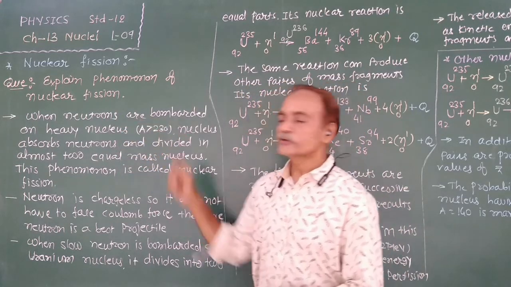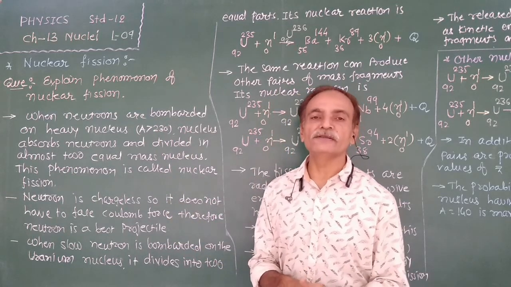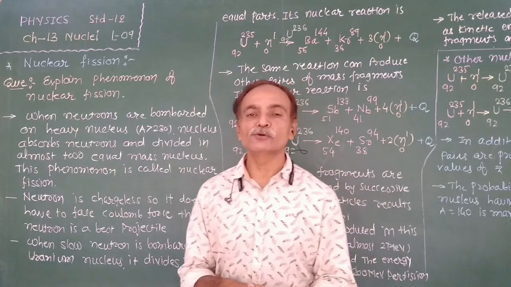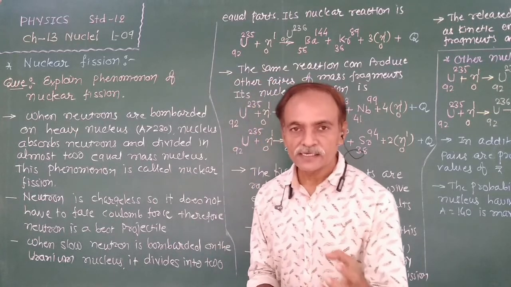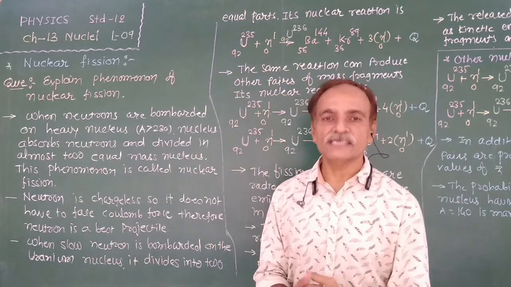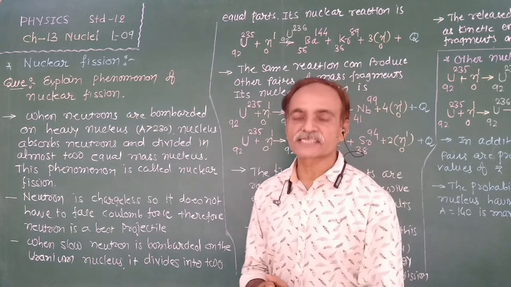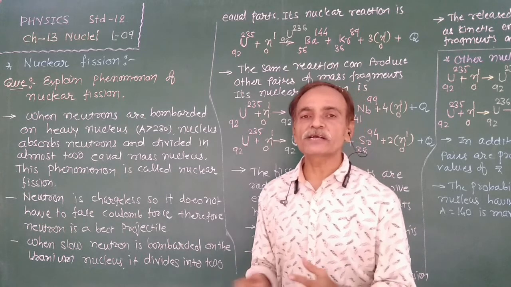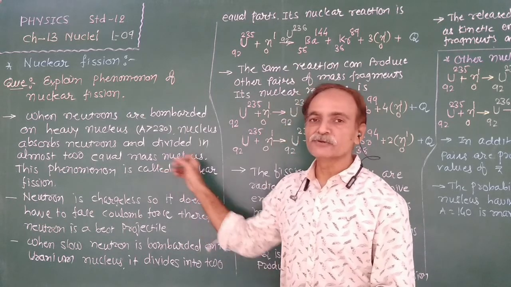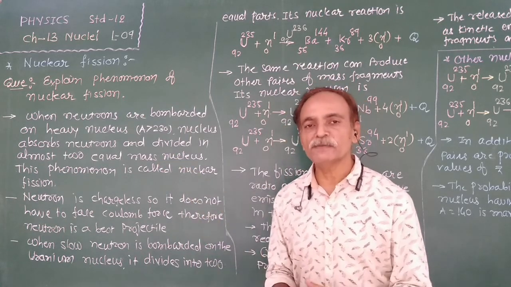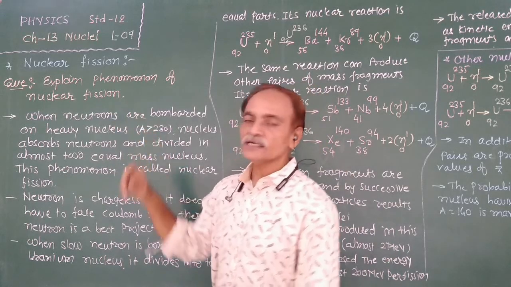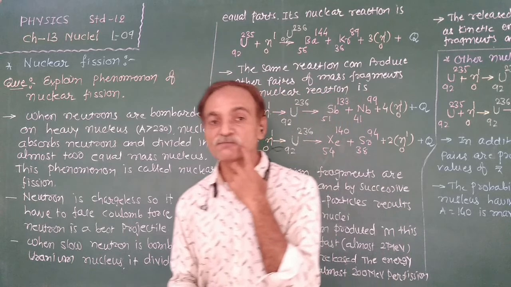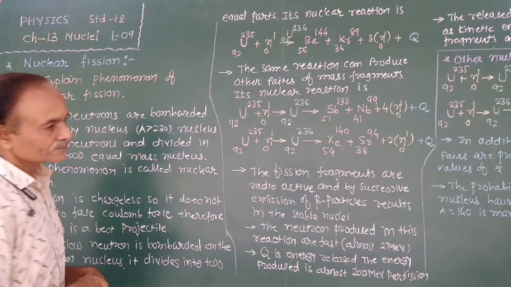Again, when neutrons are bombarded on a heavy nucleus having an atomic mass number greater than 230, the nucleus absorbs these neutrons, becomes unstable and gets divided into two equal mass nuclei. This phenomenon is known as the nuclear fission process. Why is the neutron used to bombard the heavy nucleus?